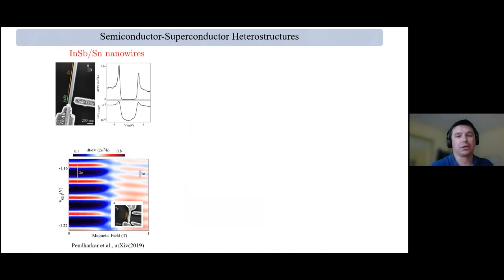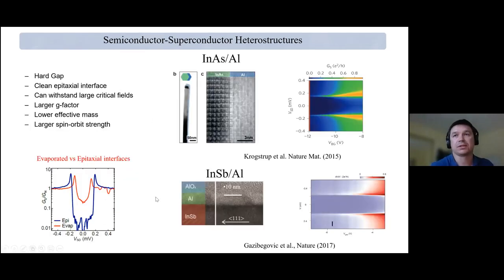So previous experiments, I would say up to maybe the last couple of years, were focusing on aluminum. Aluminum is a superconductor that is relatively easy to work with, but has a low TC. TC is below 2 Kelvin generally, and that limits the size of the topological gap that one can potentially realize in this system.